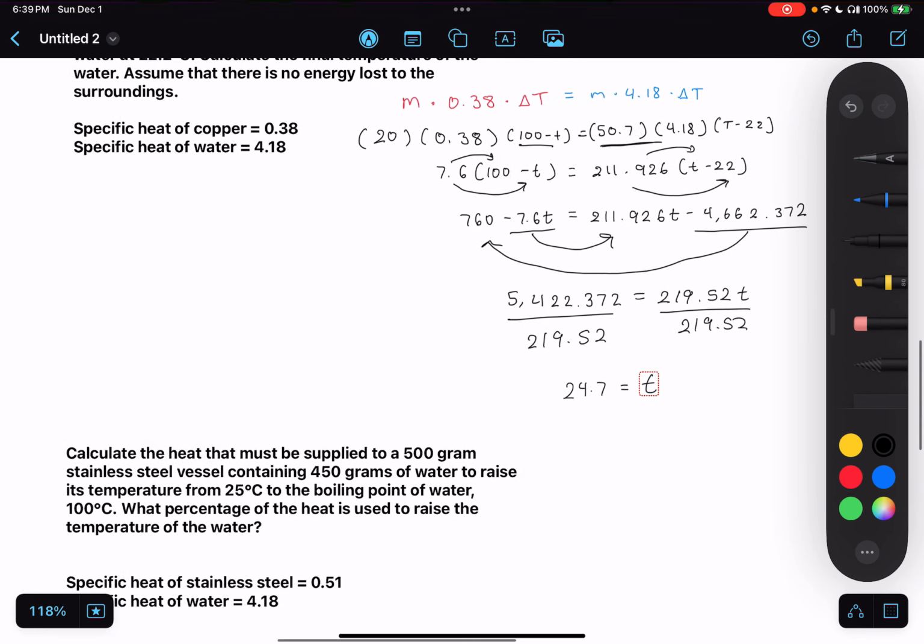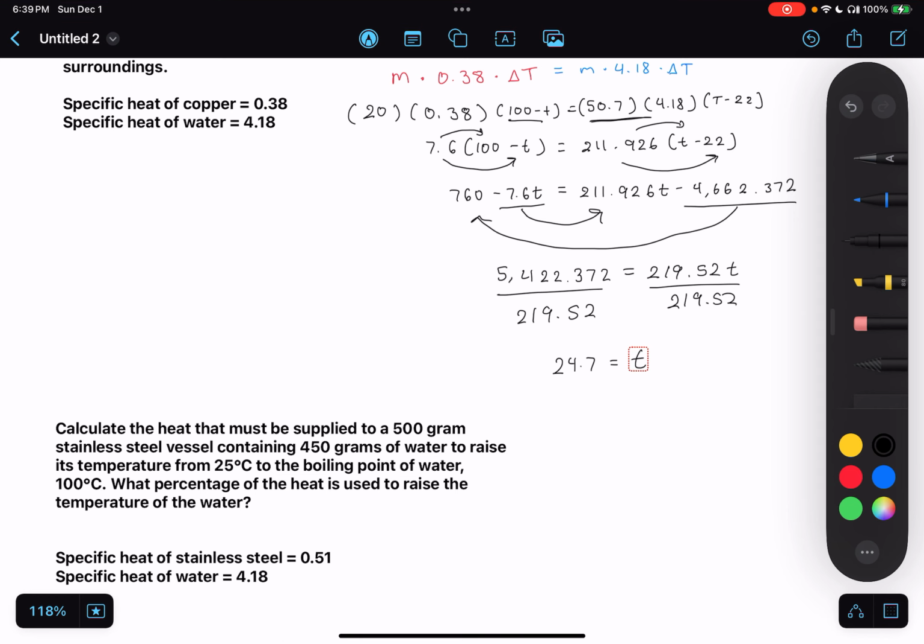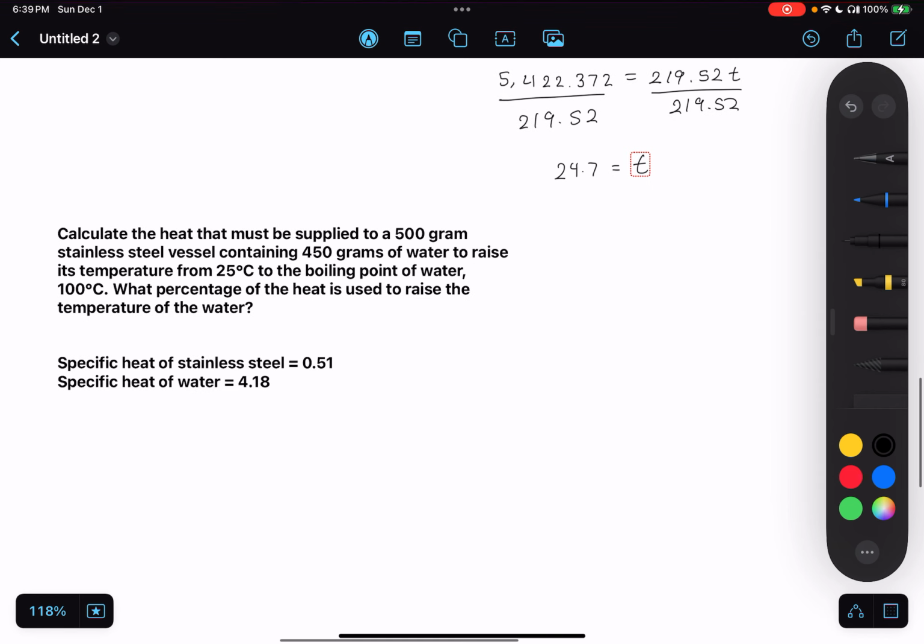Not too bad. Okay, over here, calculate the heat that must be supplied to a 500-gram stainless steel vessel containing 450 grams of water to raise its temperature from 25 degrees Celsius to the boiling point of water. Boiling point of water is 100 degrees Celsius. What percentage of the heat is used to raise the temperature of the water? So two-part question right here.